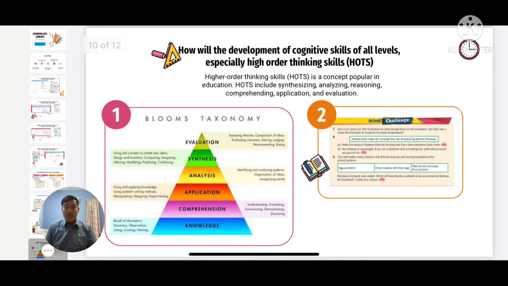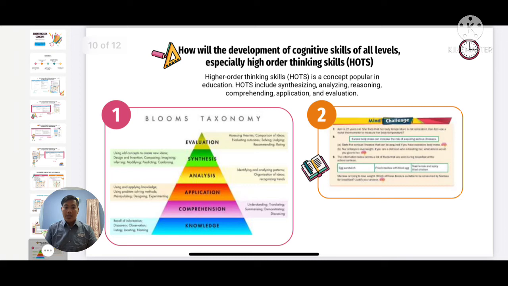First is knowledge. It means students should be able to recall the information, discover and observe, make a list, locate and name. Second is comprehension. Students can understand and summarize what has been learned, can translate, discuss and demonstrate something. Besides, they need to apply it. Students are able to use and apply the knowledge. They also can solve problems, use methods and manipulate them.